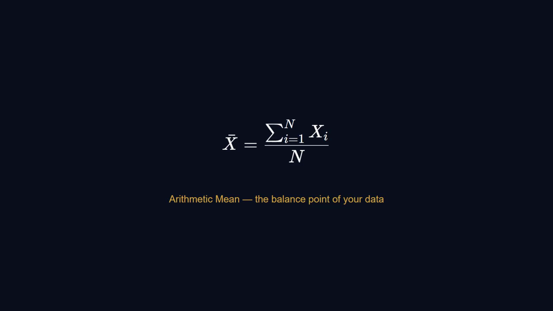Think of it as the balance point. If you put all your data points on a seesaw, the arithmetic mean is where you place the fulcrum to make it balance perfectly. For investment returns, the arithmetic mean answers this question: if I pick one year at random from this dataset, what return should I expect? It is the best estimate of next year's return if the returns are independent from year to year.